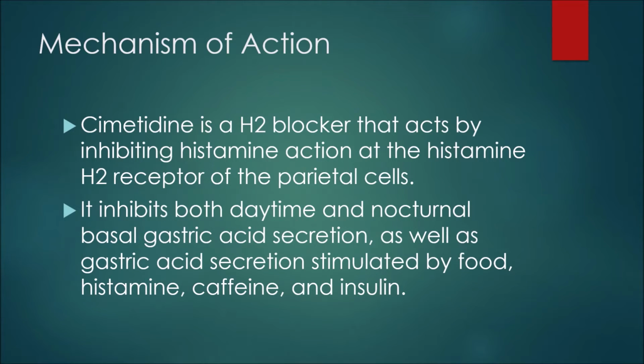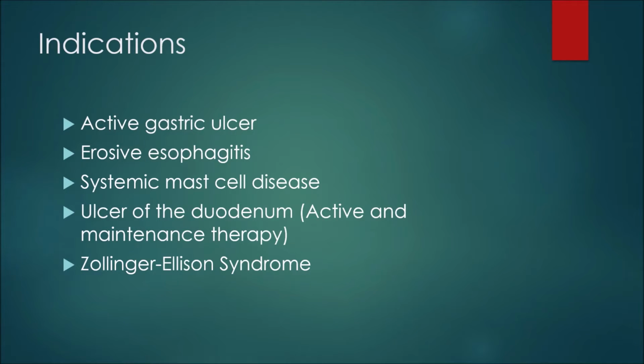caffeine, and insulin. In terms of indications or reasons we would prescribe this medication to a patient, we may see this medication used in the treatment of an active gastric ulcer, as well as in erosive esophagitis. Patients with systemic mast cell disease may use Cimetidine, as well as patients who have an ulcer of the duodenum, whether it be active or just for maintenance therapy. Finally, patients with Zollinger-Ellison syndrome would also use this medication.